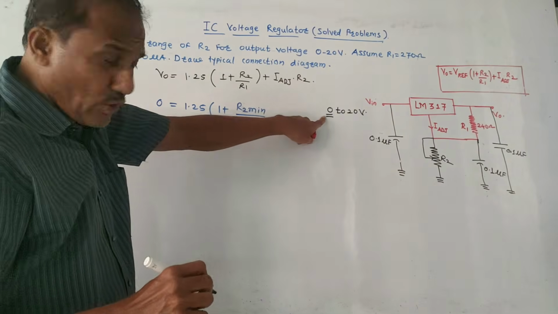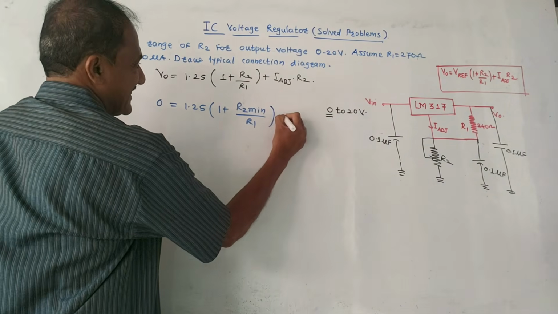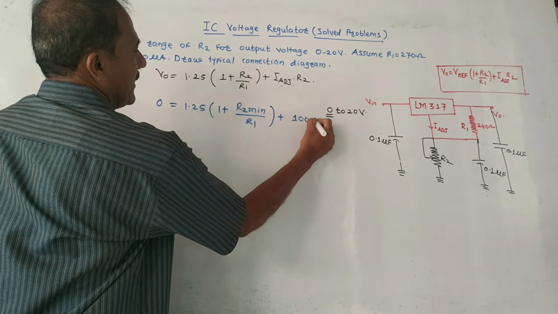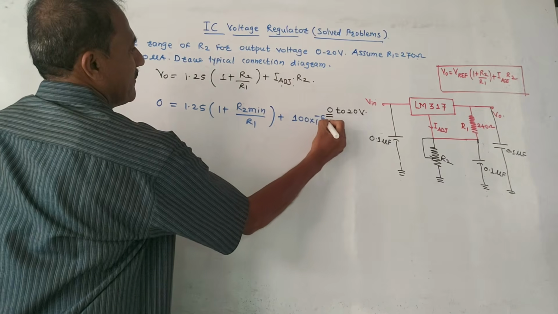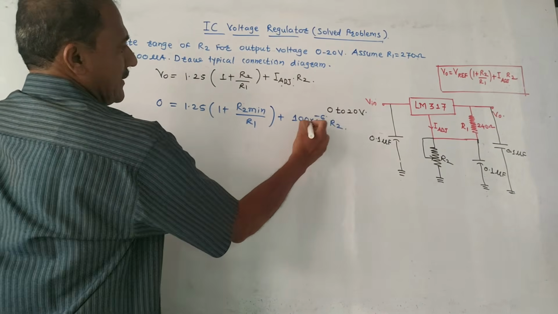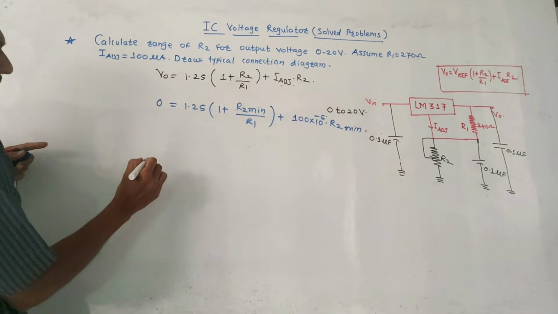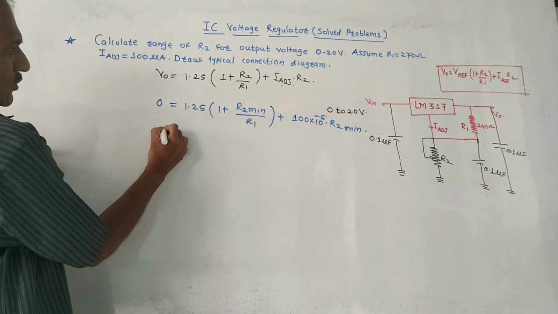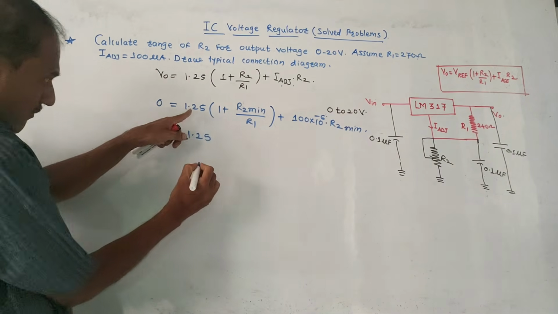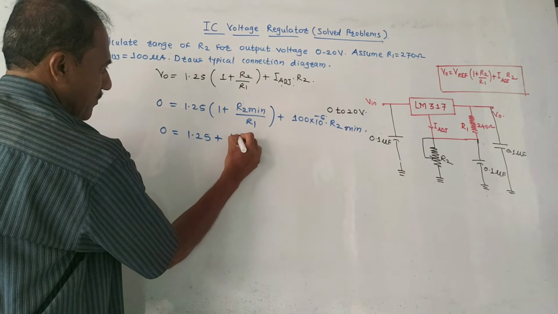Why R2 minimum? Because we are considering the minimum value of output voltage plus I adjustment, that is 100 into 10 raised to minus 6, micro, meaning 10 raised to minus 6, into R2. This will come as it is. R2 means R2 minimum. So let us simplify this equation. So this can be written as 0 is equal to 1.25, multiply 1.25 inside the bracket, plus 1.25.